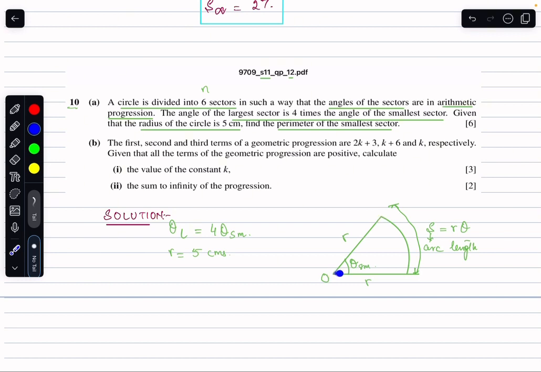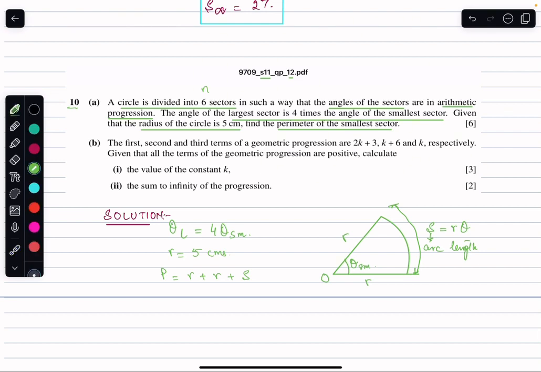We have the radius, and this is the arc length that we shall be having. And for the perimeter, we should say that the perimeter of the smallest sector is going to be r plus the arc length. The arc length of this sector is given as r theta, where r is the radius and theta is the angle subtended between the two radii, to give us the sector here.